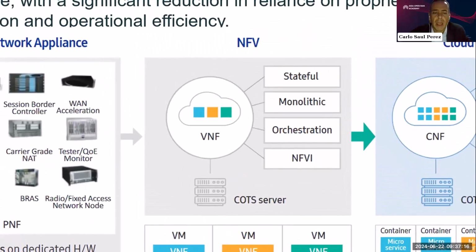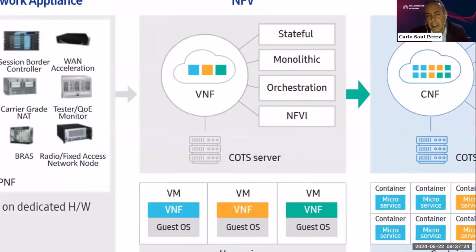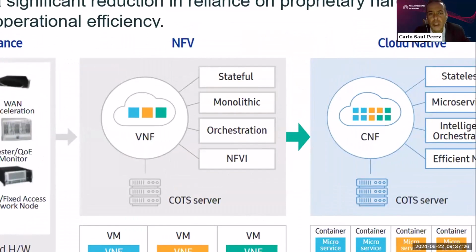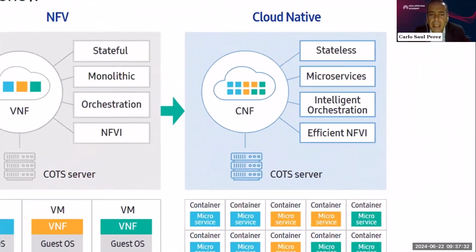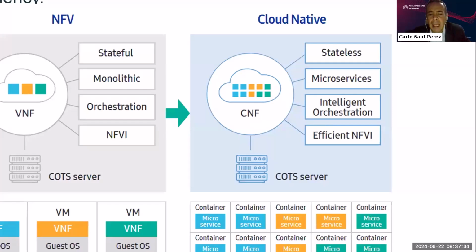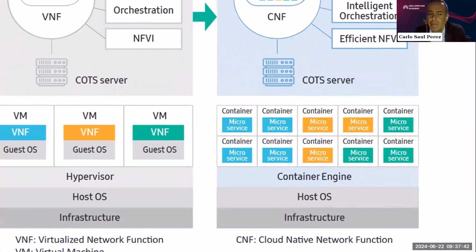So in this evolution from traditional hardware-based functionalities to virtualized functionalities in the core and also in the RAN part, we also have the evolution to cloud native. The main thing with cloud native is that we are working with cloudified functionalities. You have infrastructure, you have a host OS, a container engine, and we have these container functionalities running over this equipment.